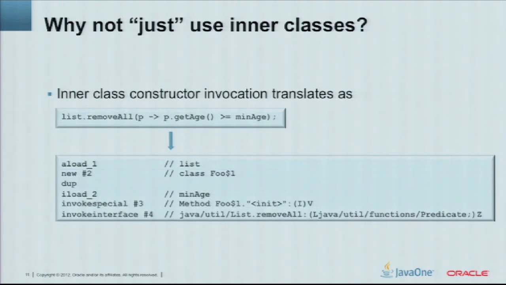And the bytecode for that is pretty straightforward. I'll walk through it quickly. Push the list on the stack. Create a new foo instance, pass min_age to it, invoke the constructor for that, and then pass that to the remove_all method. Pretty straightforward. So that, again, done in 5 minutes, go home.